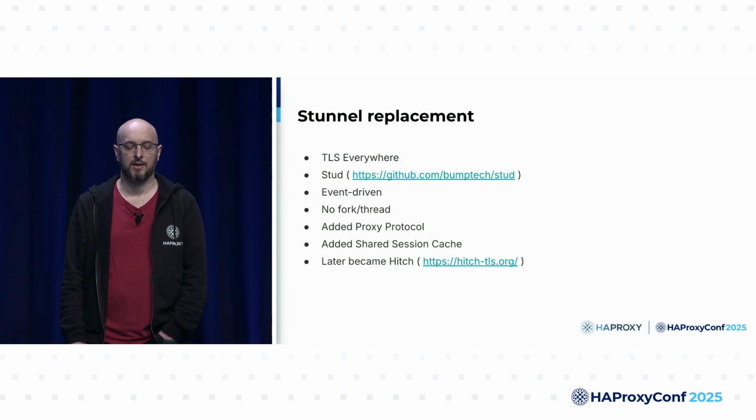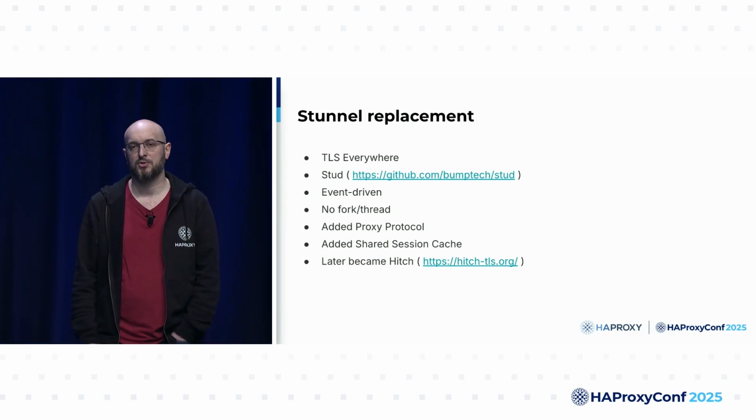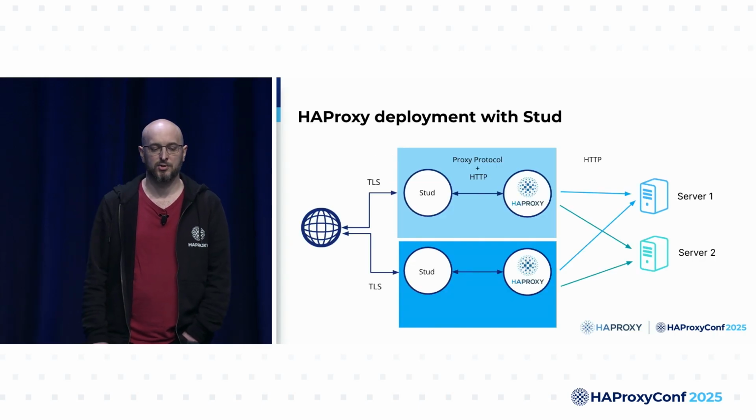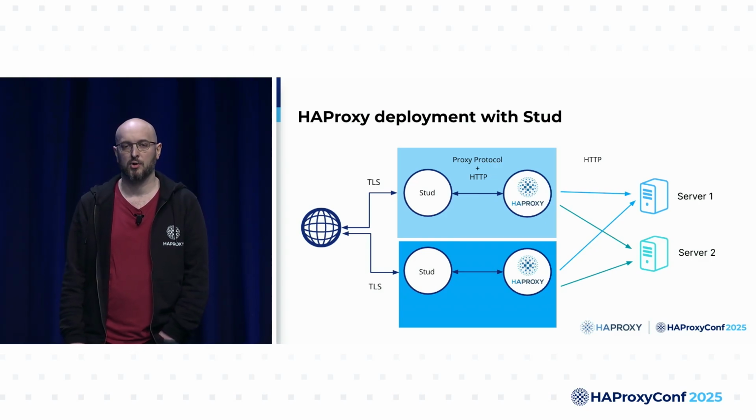There wasn't much alternative at the time, but the Stud project appeared. Stud is an event-driven project. It's kind of like HAProxy. There wasn't any fork and thread. So we started to work with it, and we contributed a little bit. We added the same features that we added in Stunnel, so basically the proxy protocol and the shared session cache. The project still exists today. It became Hitch, which is maintained by Varnish Software. So the deployment is pretty much the same, but you would be able to use only one process because it was more performant and more scalable.